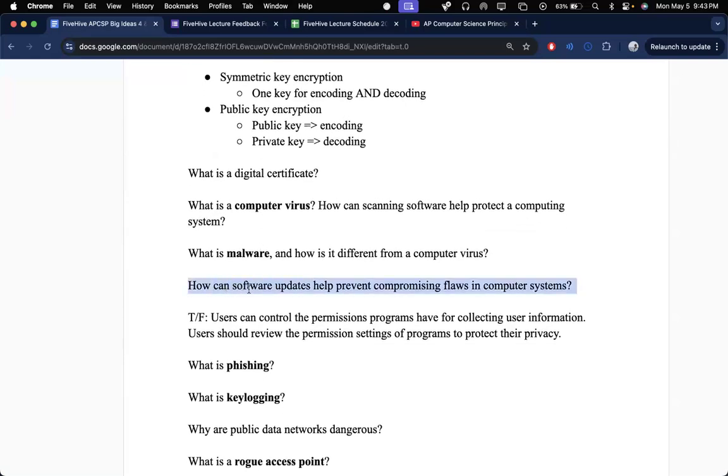So, how can software updates help prevent compromising flaws in computer systems? Well, when you download a software update, what you're doing is really fixing some of the errors that could compromise your computing system, right? That's what those software updates are allowing you to do. For example, if your Apple phone releases a software update, some of that may be helping to fix or put band-aids over some vulnerabilities in your system.